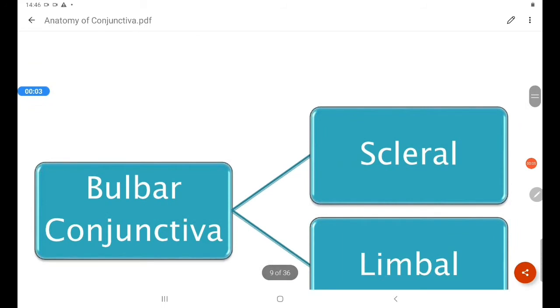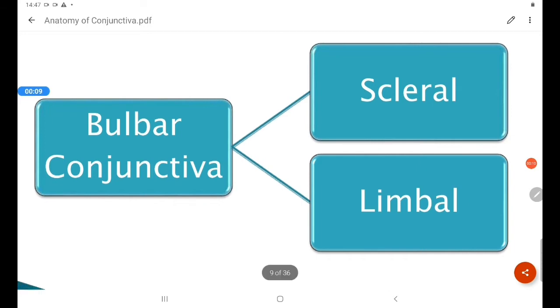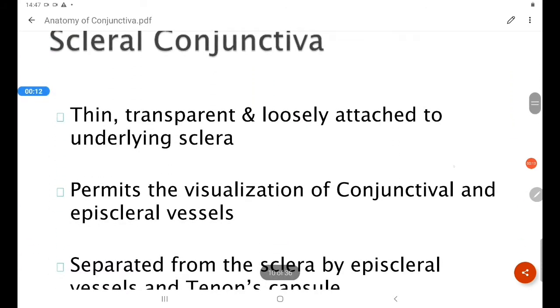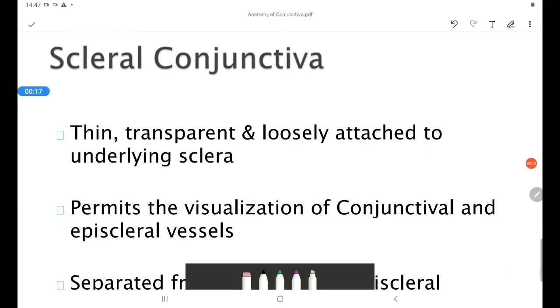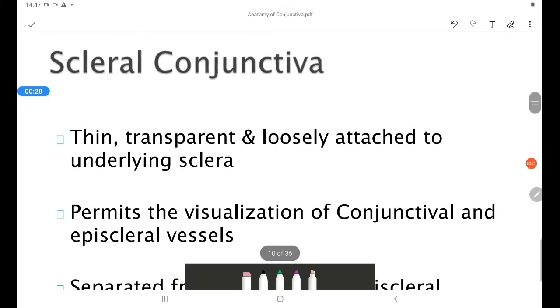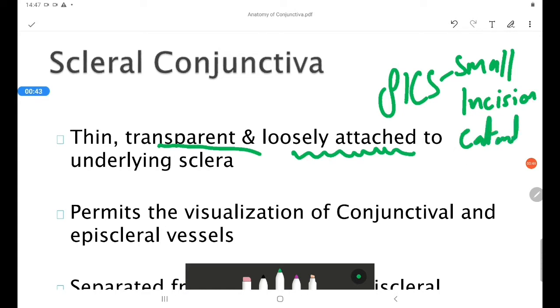Now the next part is the bulbar conjunctiva. As you know, it has a scleral element and a limbal element. With regard to the scleral conjunctiva, it is thin, transparent and loosely attached. And this is very important, the fact that it is loosely attached, which is very useful during cataract surgery. Mainly it is useful in SICS, that is small incision cataract surgery.